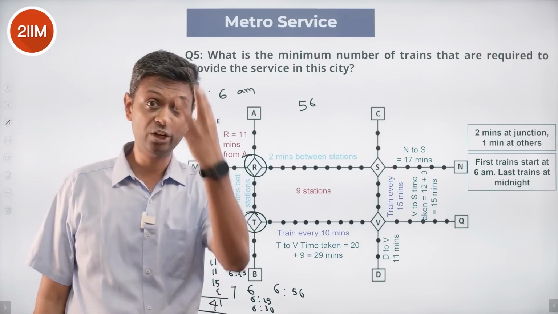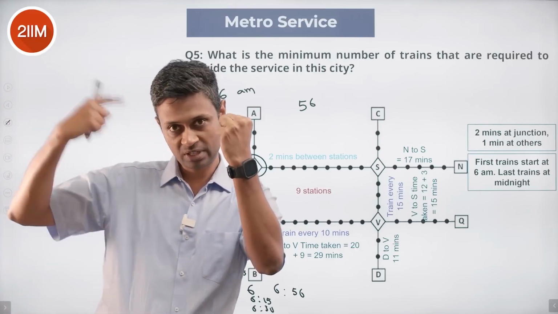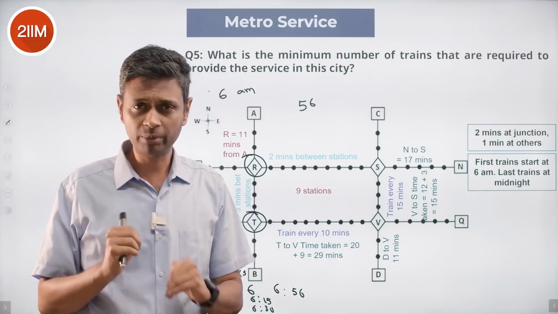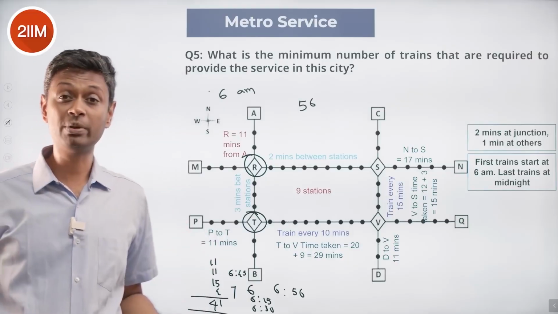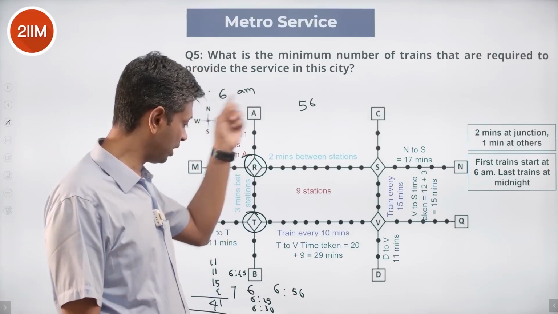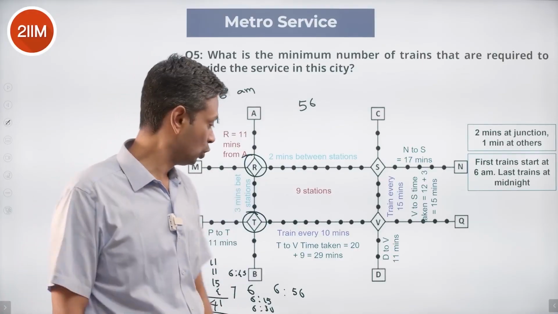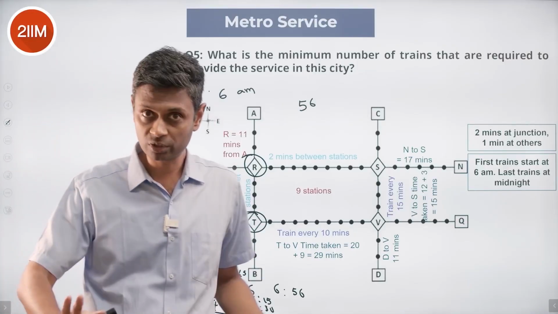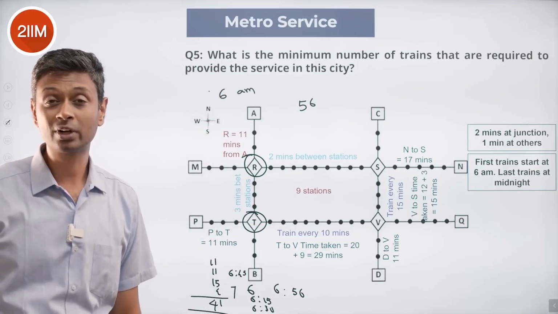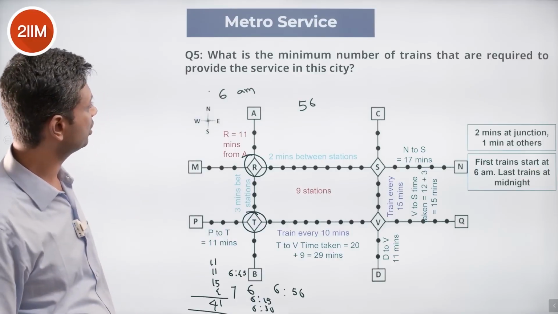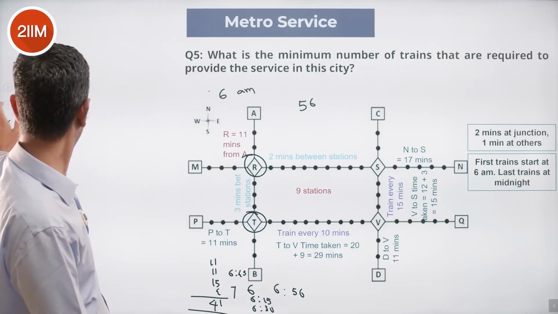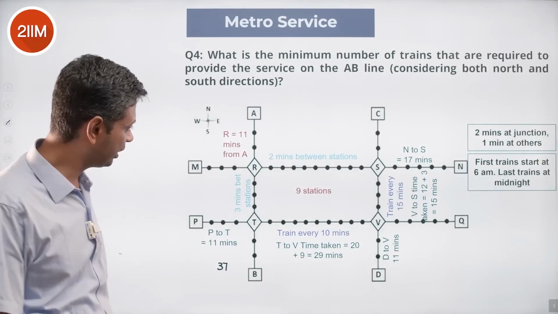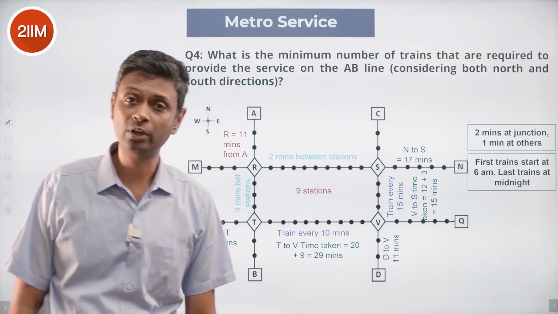That means from B, I'll need 4 trains to start before the first train from A comes here and is ready to leave. Not just comes here, it should also be ready to leave. So 6:15, 6:30 and 6:45, I should be ready to start from B before the guy who came from A to B is ready to fire and go. So 4 trains I need to go from B before the first train from A to here is ready to reinforce. Likewise, 4 from here, 4 plus 4, 8 trains are required to provide the service for the AB line. 4 plus 4, 8 trains required totally.